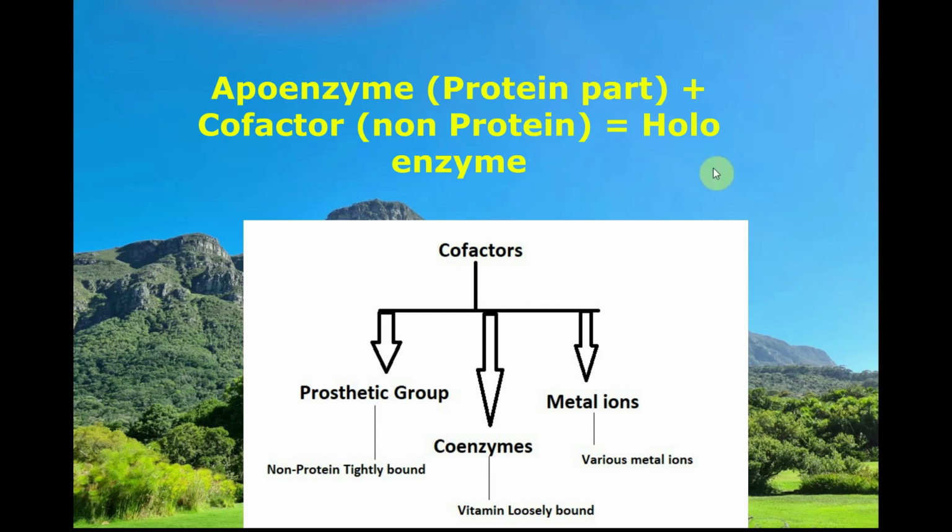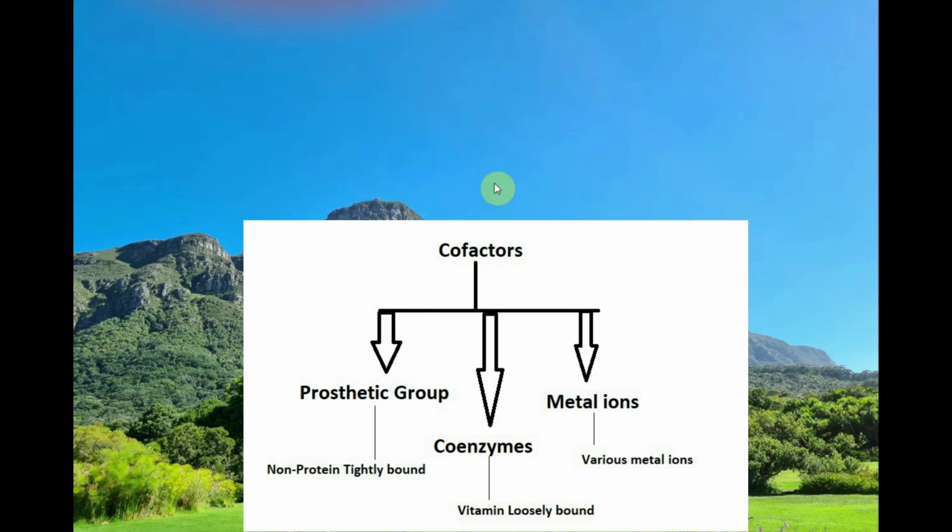The cofactor makes the enzyme active. If a cofactor is not there, the enzyme cannot become active. The cofactors are of three types. What are the three types? One is the prosthetic group, another is the coenzyme, and the third is metal ions. So what is the prosthetic group? It is a cofactor that is an organic group very tightly bound to the apoenzyme, and then it is known as a prosthetic group.